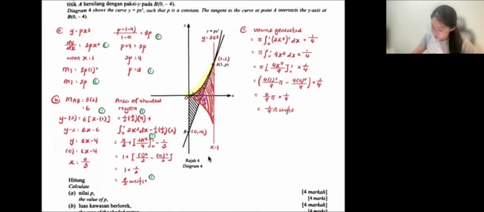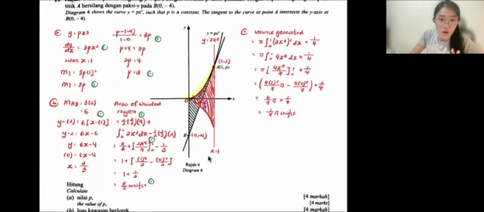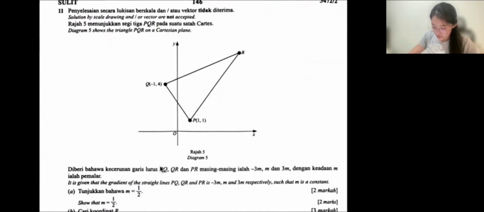Here they give you how many marks? 2 marks. So 1 mark over here on your integration, and then 1 for the last answer. Yep. So that's question 10. Okay, let us move on to 11 over here.